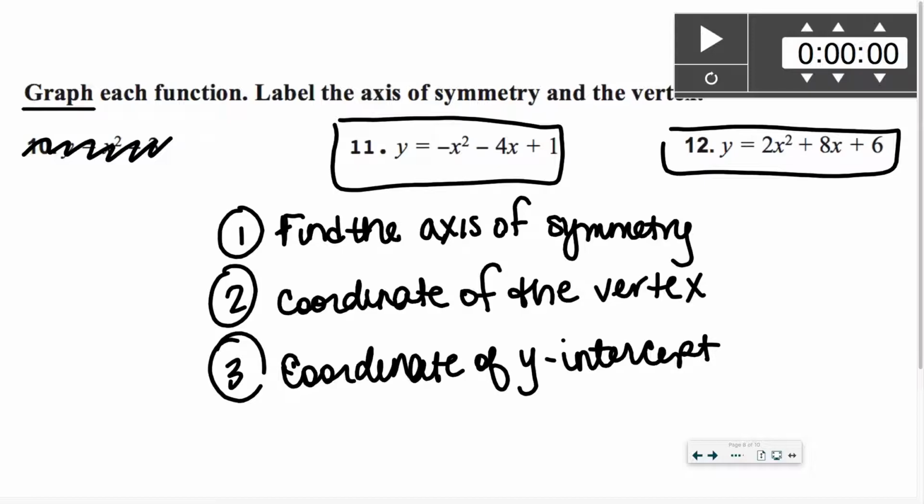You're not graphing it. That is the time-consuming part of this entire process. Just find the values. If you know the values, you know enough to plot the points.